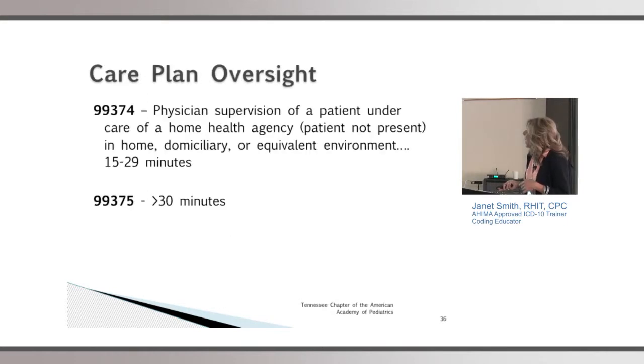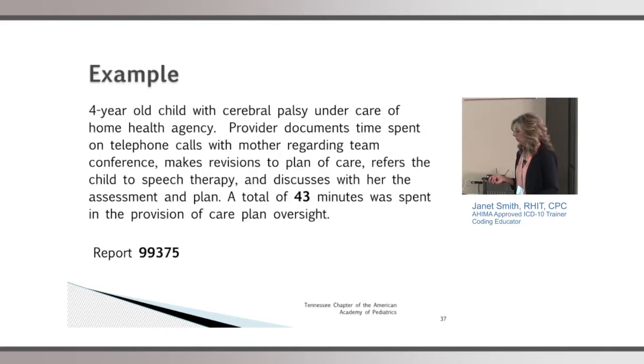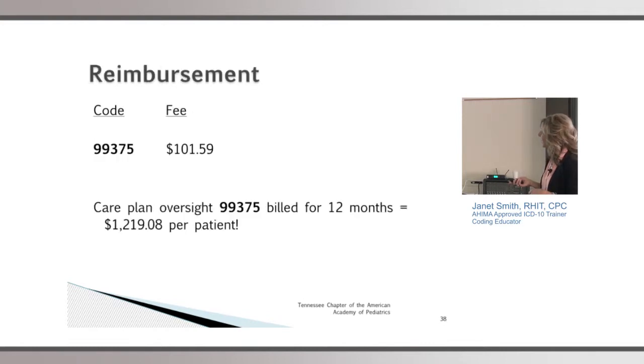The next code, and I'm not going to go through all of the different locations, is for a child who is under the supervision of a home health agency. The same kind of rules apply. The codes are just different based on their location. This is basically the same example, but the child's under home health. You would report a different code, 99375, because they're under a home health agency, and the fee's a little bit different, $101 versus $105. Okay.